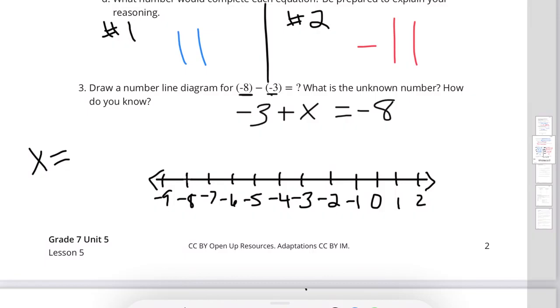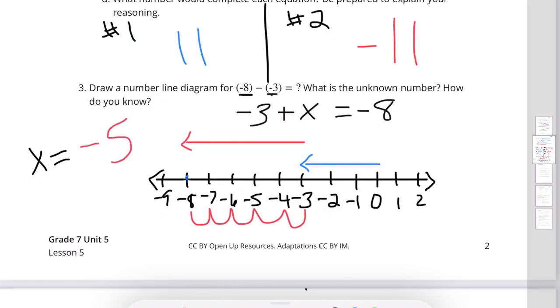So then I can complete my number line. So 0 to negative 3. And I don't know what I'm adding, but I know that I have to finish at negative 8. So my arrow from negative 3 to negative 8, then I can count. So that's 1, 2, 3, 4, 5. So my arrow is 5 units long. Therefore, x must equal 5. But since I moved to the left to get there, it's actually negative 5.